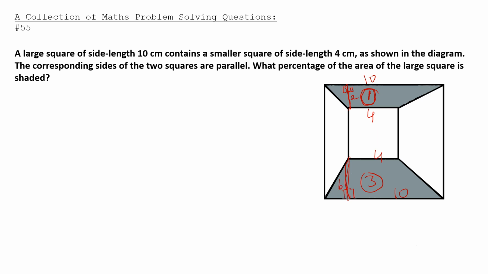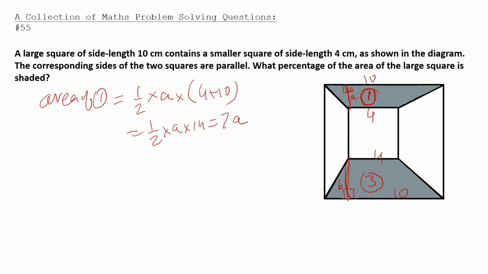Then we have an expression for the area of trapezium 1. The area of trapezium 1 would be half times A, which is the height, times the sum of parallel sides, that is 4 plus 10, so half times A times 14, and that is 7A. Similarly, the area of trapezium 3 is 7B, because the sum of parallel sides is once again 14, 10 plus 4, and the height is B. So 7B is the area of trapezium 3.